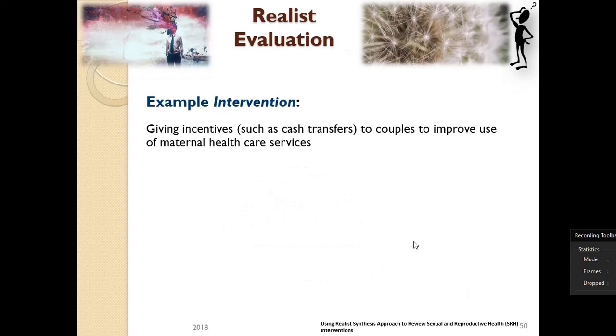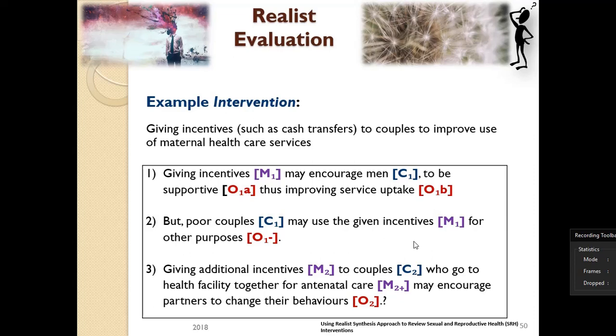Okay, so let's take a real example. Let's say again, giving cash transfers or incentives or mama kit or whatever to couples to improve maternal health care services. So you have decided to give incentives. Giving incentives in terms of money or mama kit may encourage men, that is context, to be supportive. Being supportive is an outcome. That's improving service uptake or contraceptive uptake. That is outcome 2.